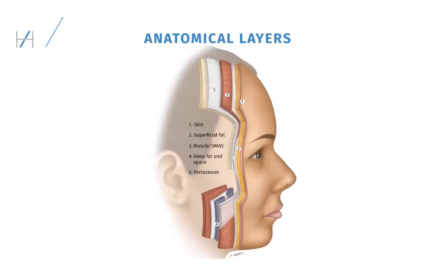So, starting with 1, you've obviously got the skin, so your epidermis, your dermis, and your hypodermis, which leads us on to superficial fat at layer 2. Now, the main feature really when we're doing treatments in this zone is layer 3, which is the division between the superficial fat compartments and the deep, so the SMAS, or the superficial muscular aponeurotic system.